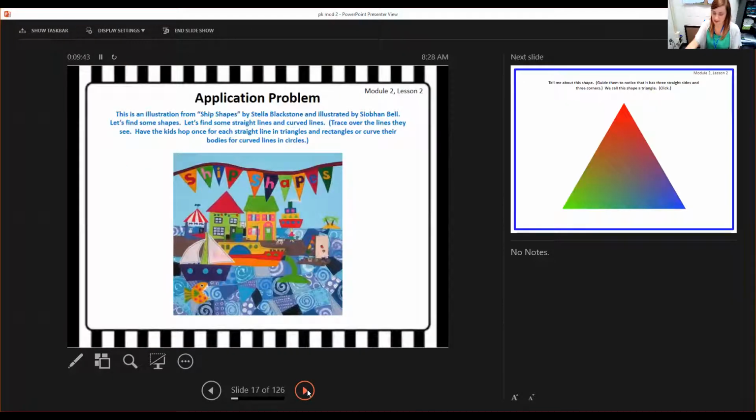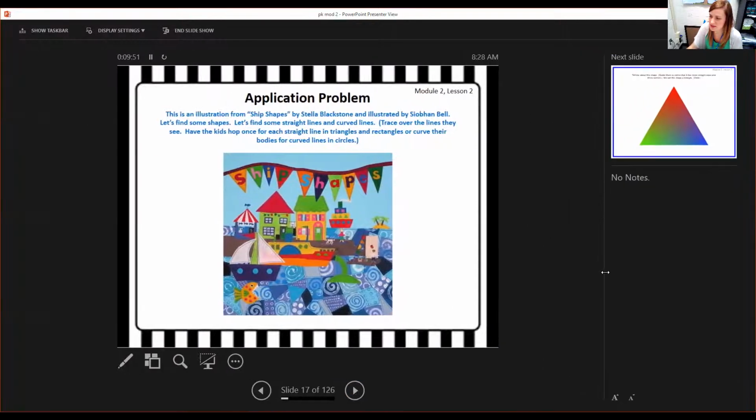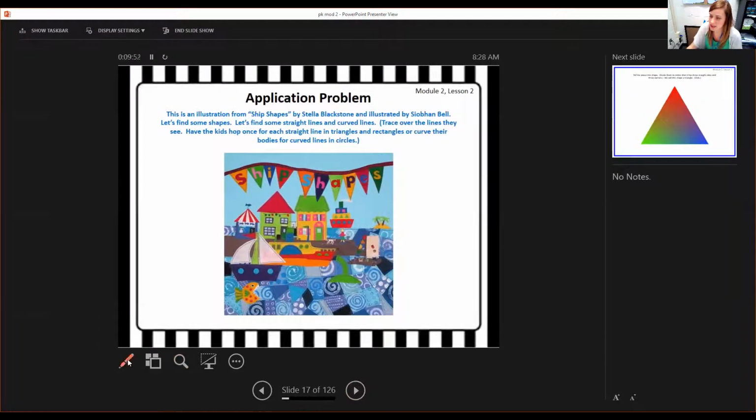All right, so let's look at this illustration. It's from Ship Shapes. Let's try to look closely. Let me see if I can make that any bigger. And we're going to look for some straight and curvy lines. Do you see any straight or curvy lines here? Is this a straight line? How about here? Those are all straight lines.